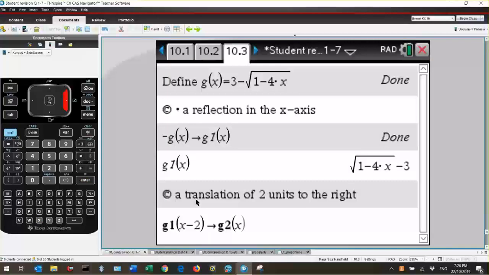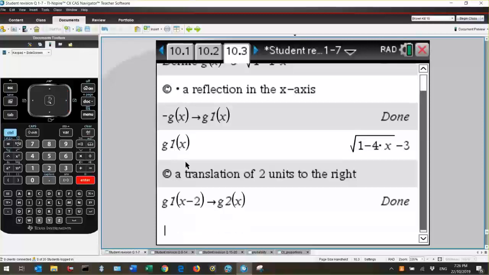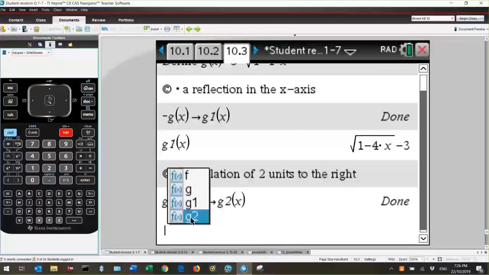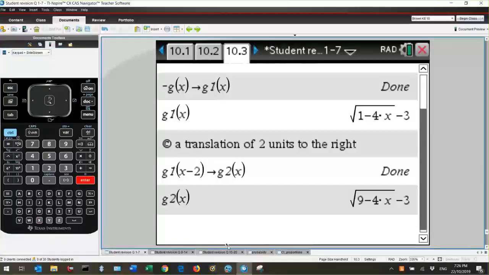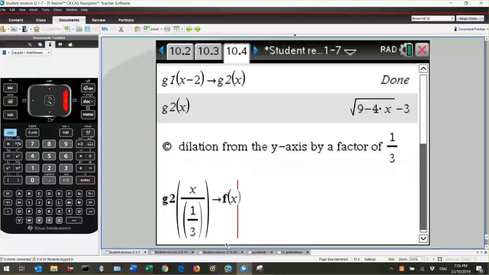Okay, now next I want a translation of 2 units to the right. So I had my g1 of x after my first transformation. So now my x values become x minus 2 values after I've done a translation 2 units to the right. So that's now stored. Once again, if I want to see what the intermediate rule is, there it is there.